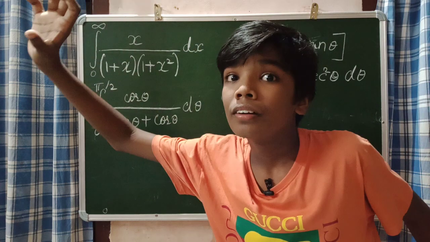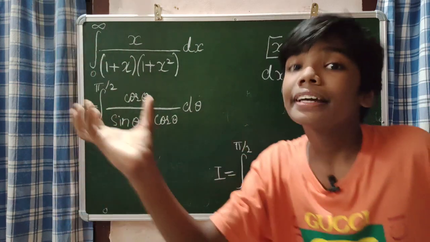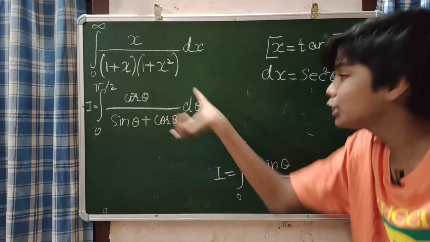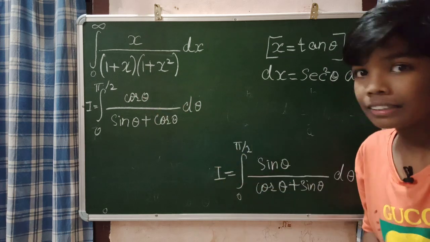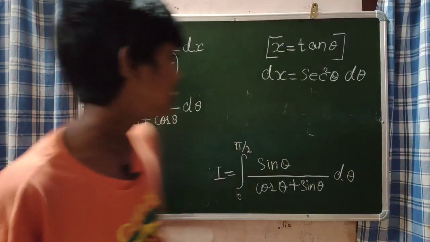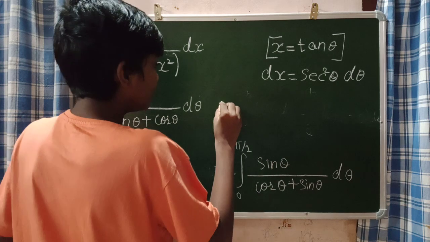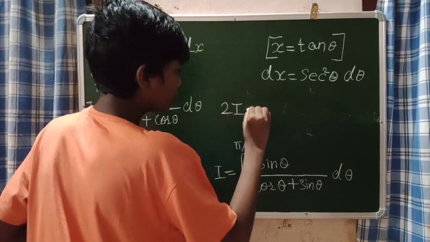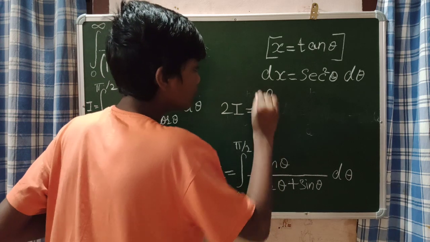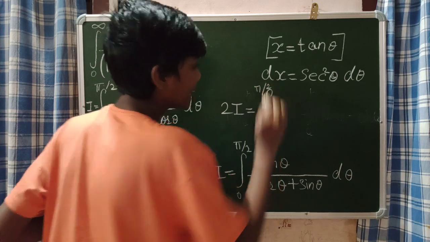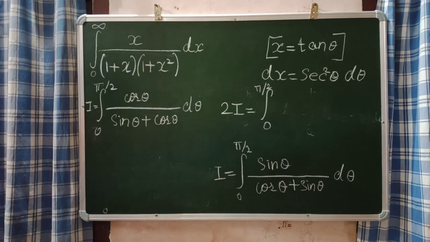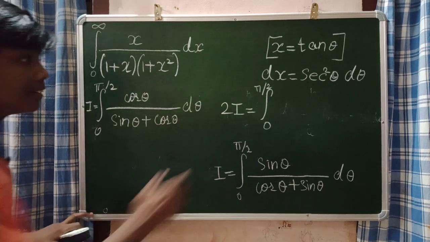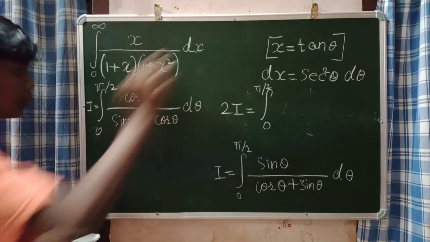After converting into another integral by King's rule, you need to add these two integrals, which is 2 I's. So I am going to add these 2 I's. When you add 2 I's, what will you get? You will get I plus I is 2I. Then what will the limits be? Limits will be the same, because you can add two integrals when the limits are the same. That's the method I am using. So I plus I is 2I, and limits are 0 to pi by 2.